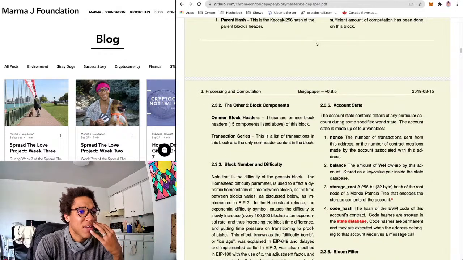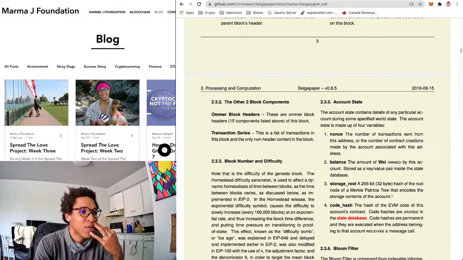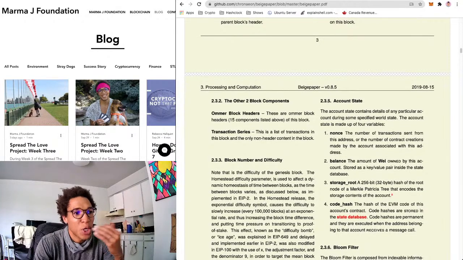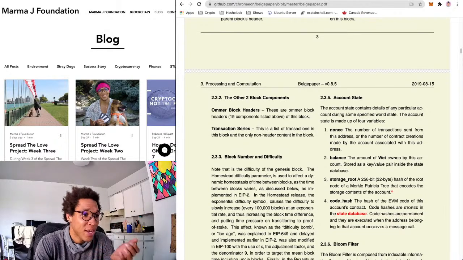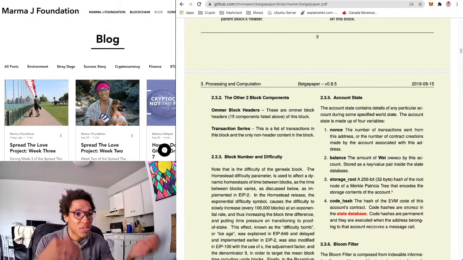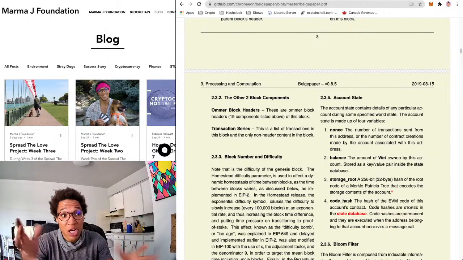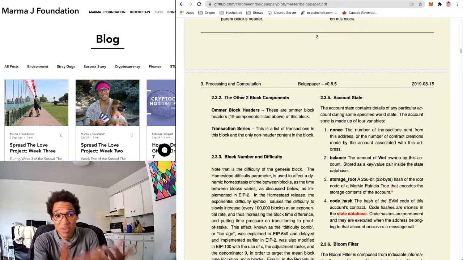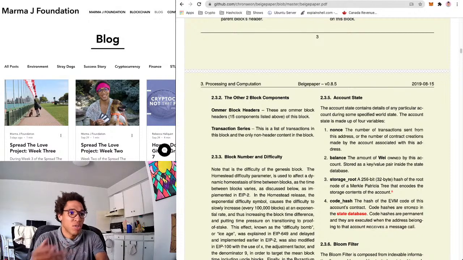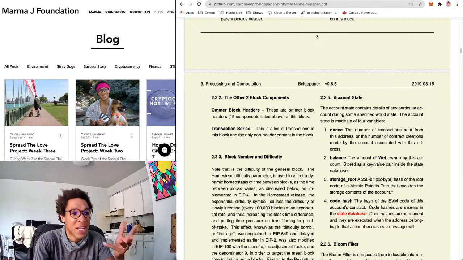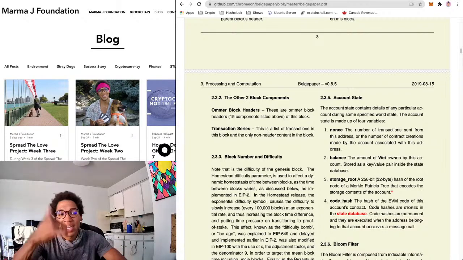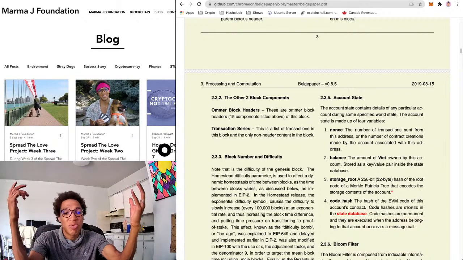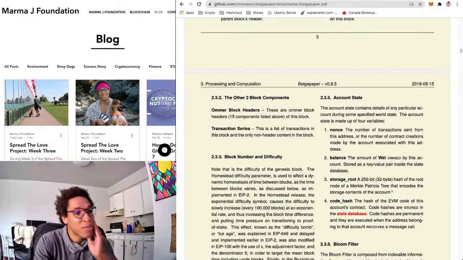Account state. The account state contains details of any particular account during some specified world state. The account state is made up of 4 variables: the nonce, balance, storage root, and code hash. So the nonce is the number of transactions you sent, or the number of contract creations, but that's the same thing. It's a transaction you sent to send ether or some token, or to interact with a contract or create a contract. Transactions increase your nonce. It starts at 0 and ticks up from there. I guess it can go up to not infinity, but a really, really high number.